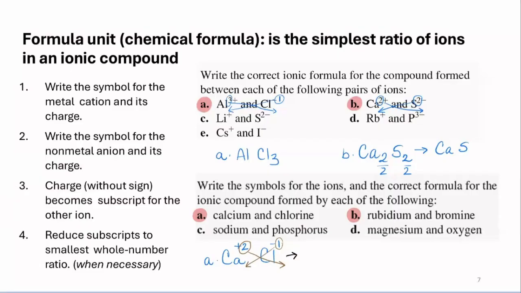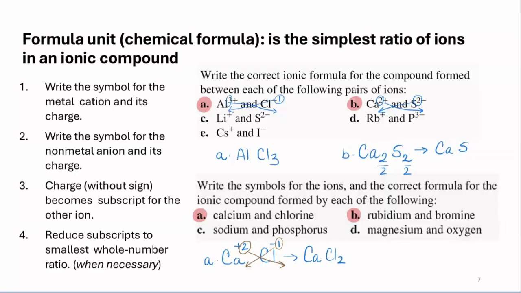Our final answer here at first looks like Ca1Cl2, and as I mentioned, subscripts of 1 are always omitted. So our final answer for the ionic compound that forms from calcium and chlorine is CaCl2. Let's now do problem B, where we have the ionic compound that comes from rubidium and bromine.